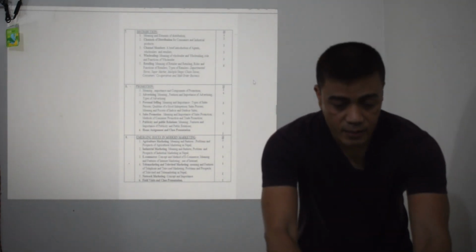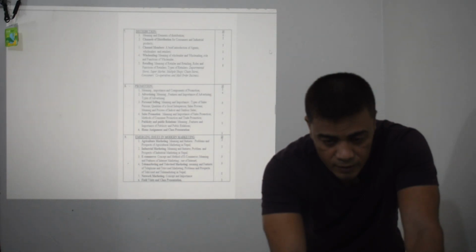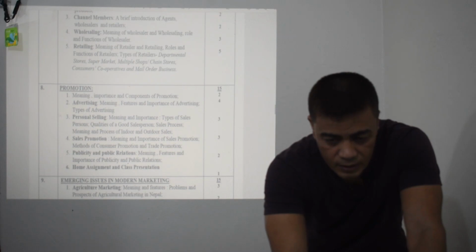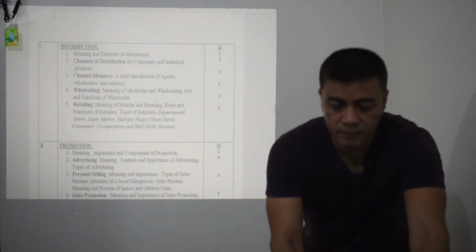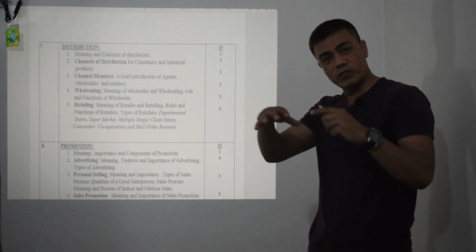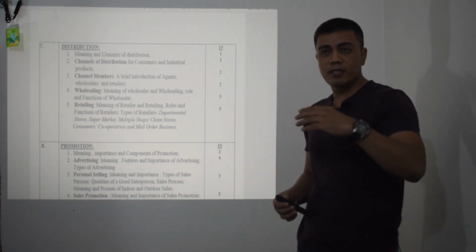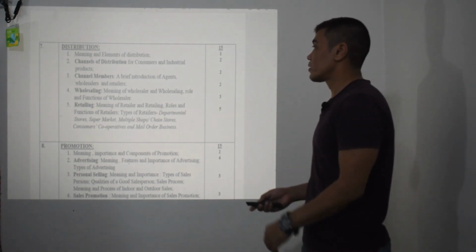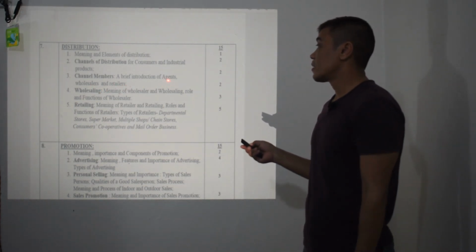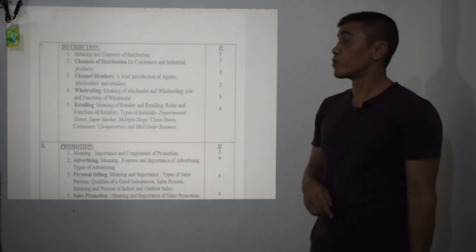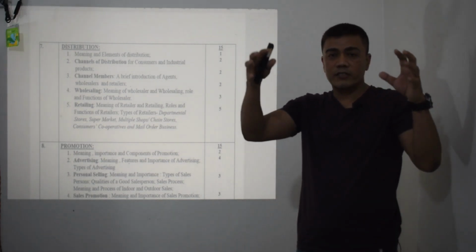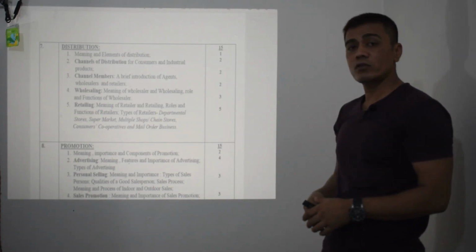Similarly, another thing is distribution. Under distribution, you have to study the meaning and elements of distribution and distribution channel. Here channel means how the product will come from producer to consumer, and that is called the channel of distribution. And who are the channel members, a short introduction about the agent, wholesaler and retailer. And you need to know that for different types of products, different channels are followed, that you have to study.